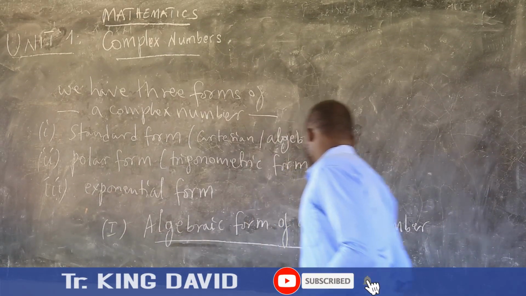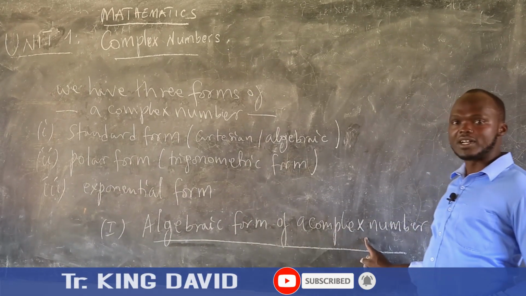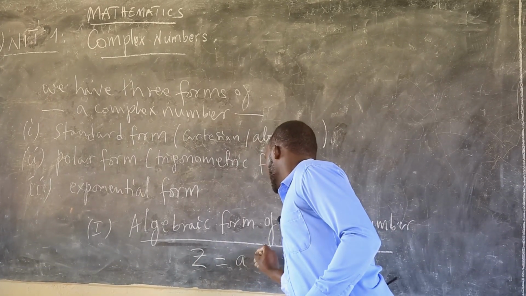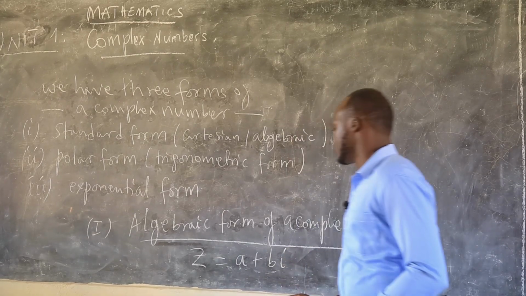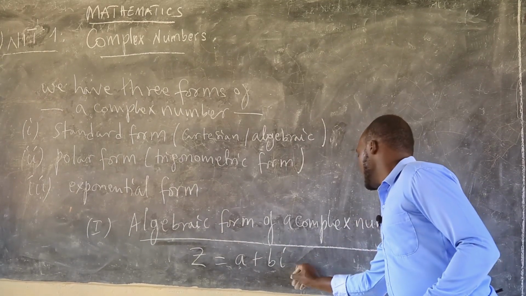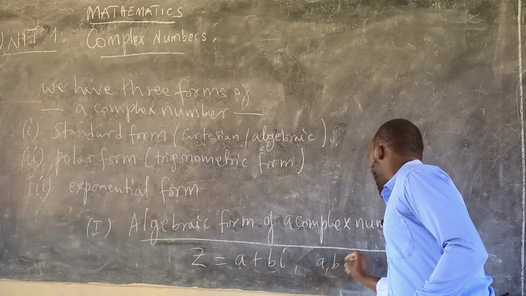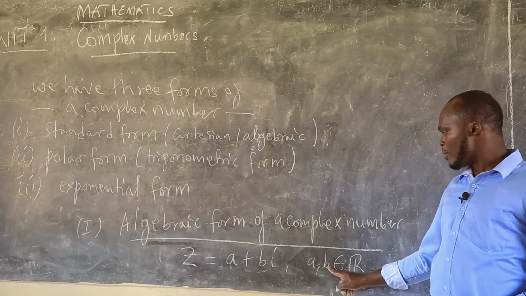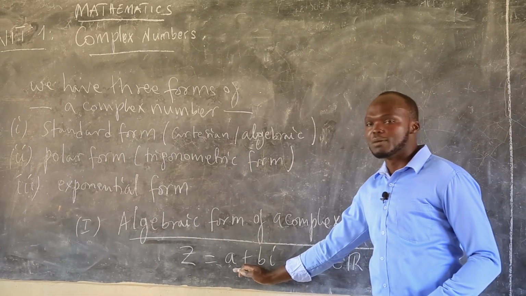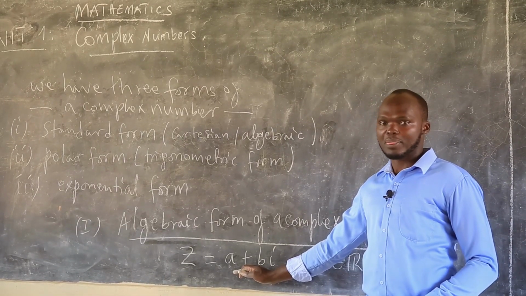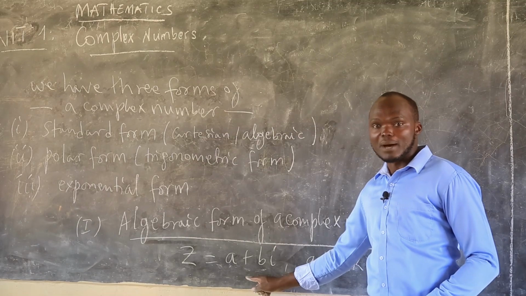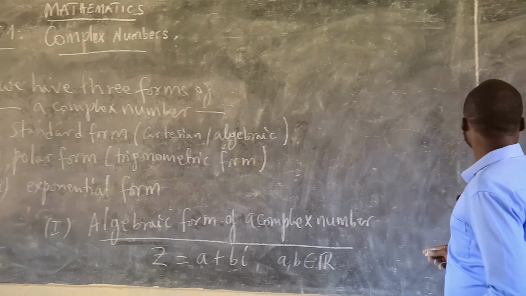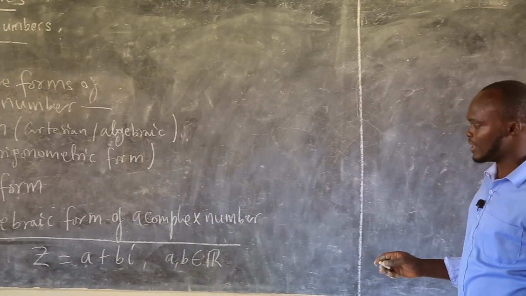So algebraic form of a complex number, that's where we have z equal to a plus bi, where a, b are members of real number. So this is the algebraic form of a complex number. It contains a real part and imaginary part.